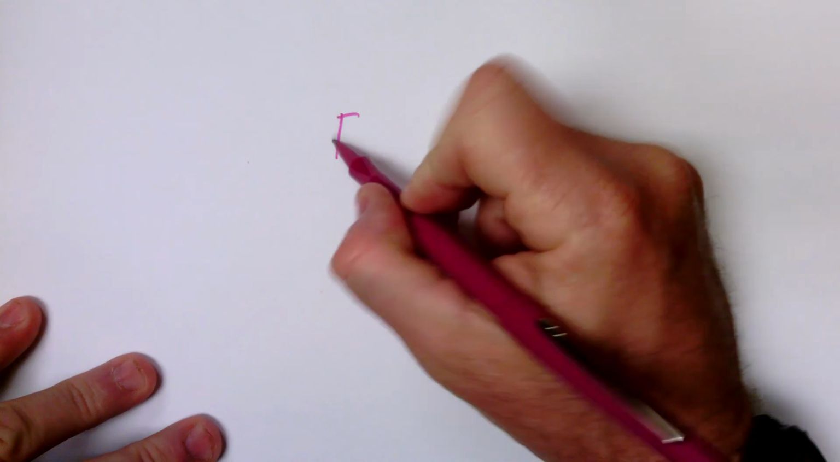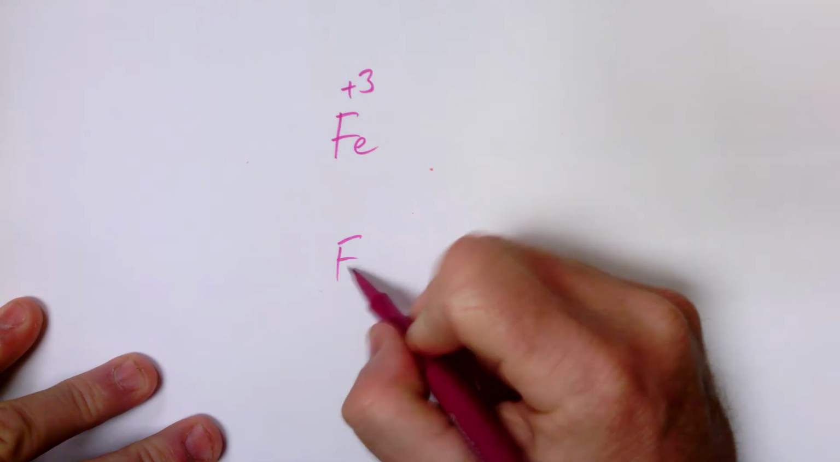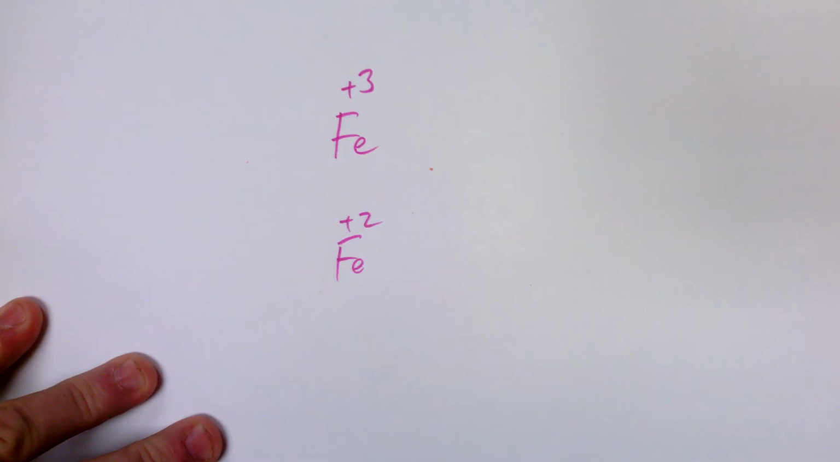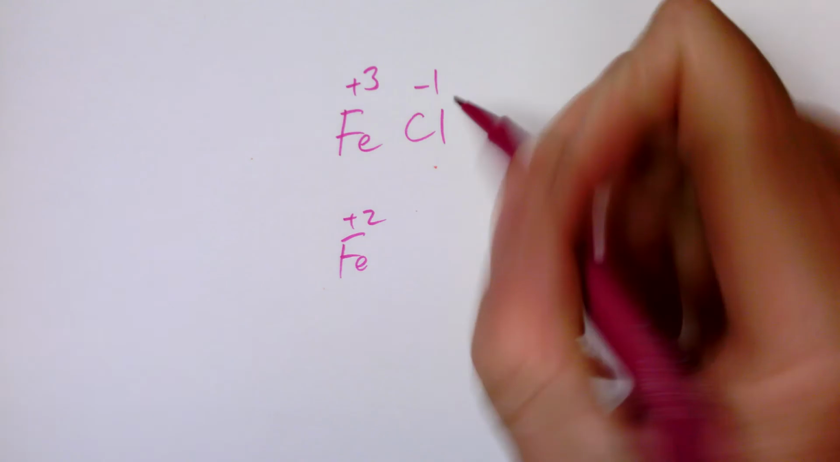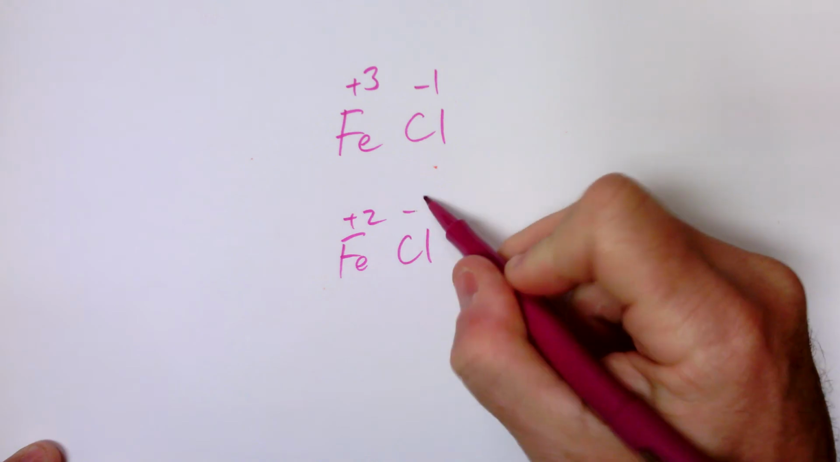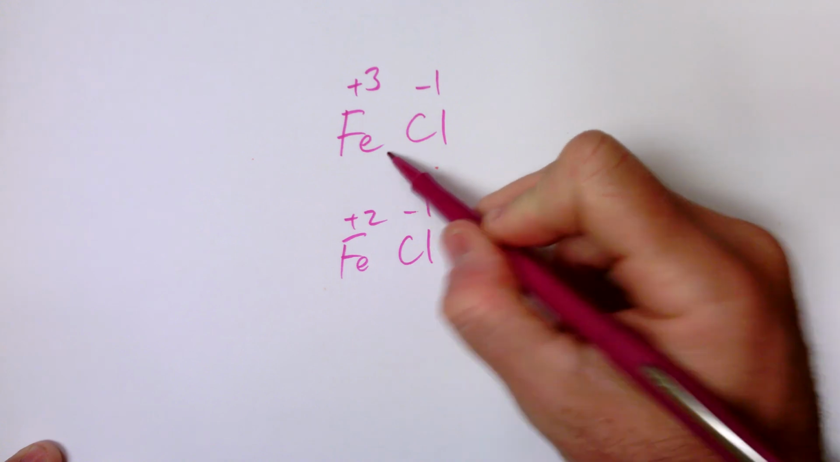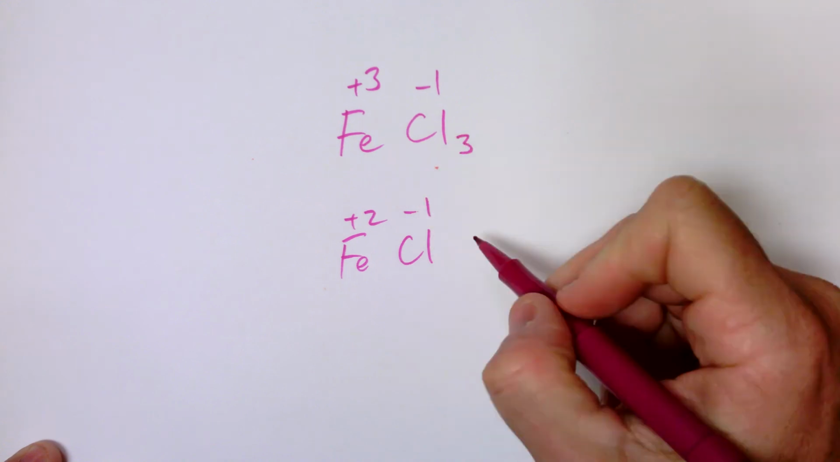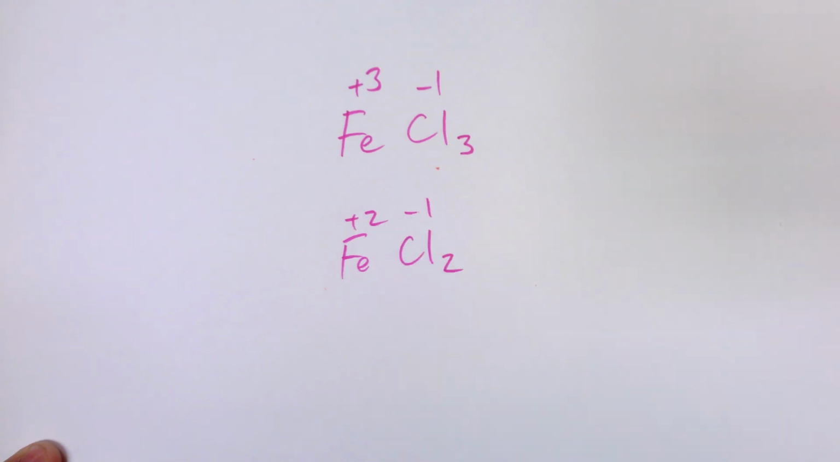So we just said iron. Iron can be a +3 or iron can be a +2. Well, if we put that with chlorine, chlorine over here is always a -1. Chlorine always wants to take 1 electron. So when we drop and cross these, we get iron 1. I don't need to write a 1, I get FeCl3. But if I have an iron that is a +2, I get this.